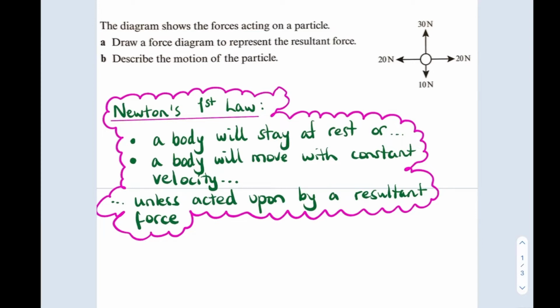So the diagram shows the forces acting on a particle, and we're asked to draw a force diagram to represent the resultant force and then describe the motion of the particle. So we do have a force diagram here, but it's not showing the resultant force. And you'll notice that we've got a vertical direction where the forces are unbalanced and a horizontal direction where the forces are balanced. So in that direction, you would expect there to be no motion.